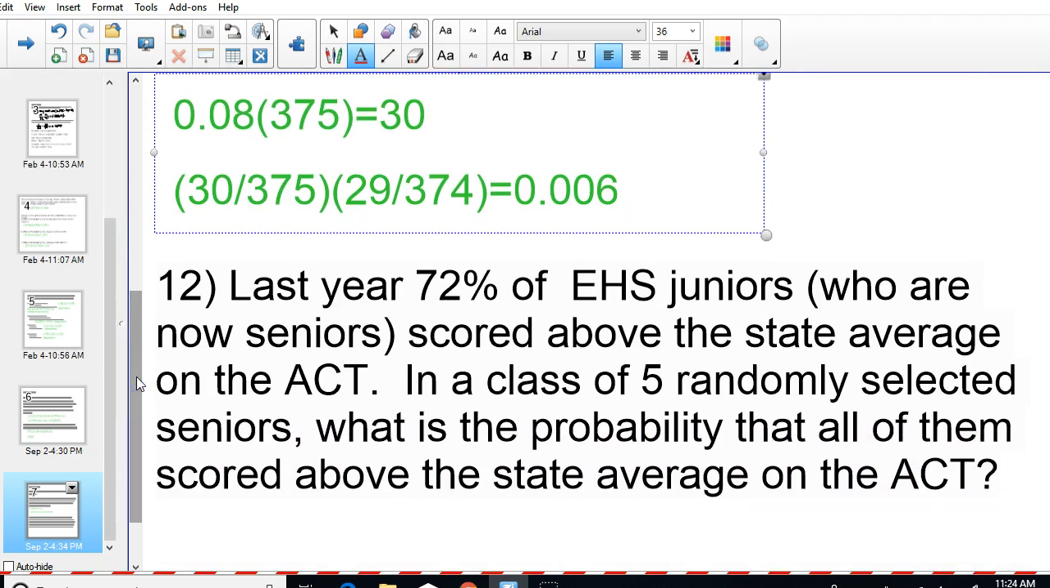Okay, questions? All right, last year, 72% of Elkin High School juniors, who are now seniors, scored above the state average on the ACT. I think that was an actual statistic. I can't remember what year it was, though. It's been several, so it was not this past class. In a class of randomly selected seniors, what is the probability that all of them scored above the state average on the ACT?